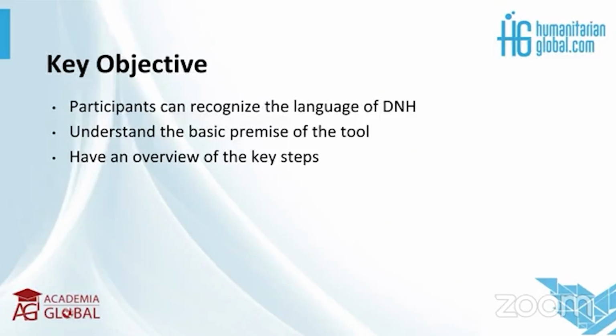So today we just want to focus on three things. One, by the end of this session, we should be able to recognize the language of do no harm. And we'll see why it's important to understand and recognize this particular language. Number two, we want to understand the basic premise of this tool. Why do we see this as a good tool for project or program design, planning, implementation, and even impact assessment with regards to conflict sensitivity?